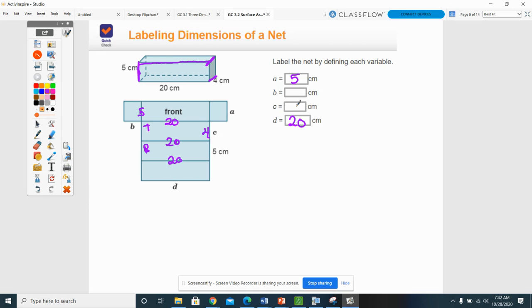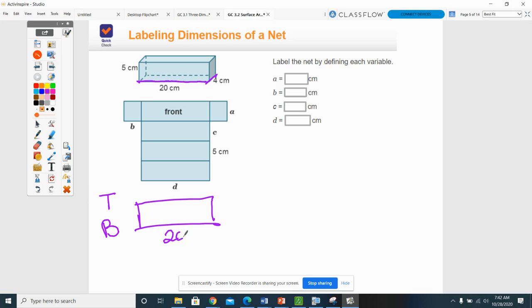So C is 4. And what about B? B will be on the sides. You got a 5. And what else do you have? 5 and a B is a 4 as well. They are tricky. Sometimes it's easier for me just to draw the top and bottom and then just draw one rectangle. So what would the top and bottom be? 20 by 4. And I'll know that there are 2 of those that are 20 by 4.